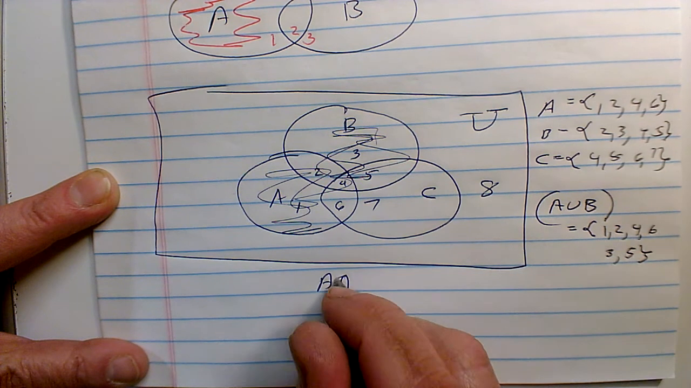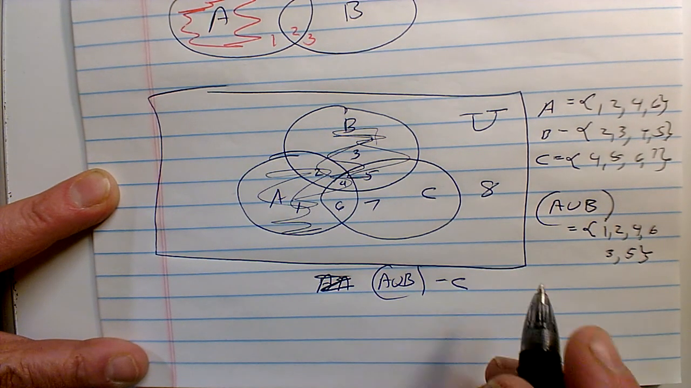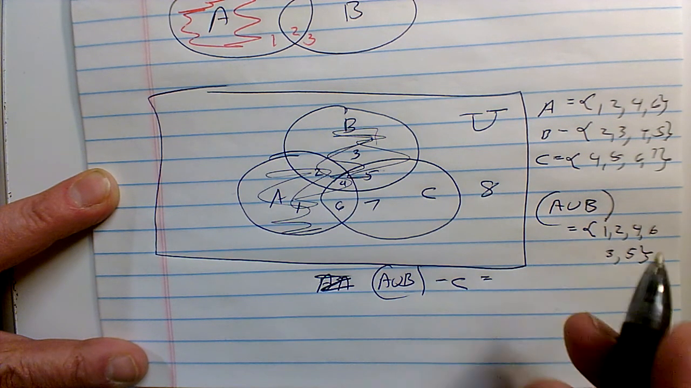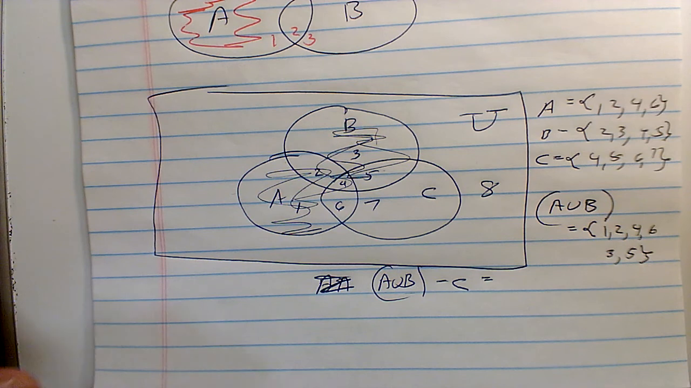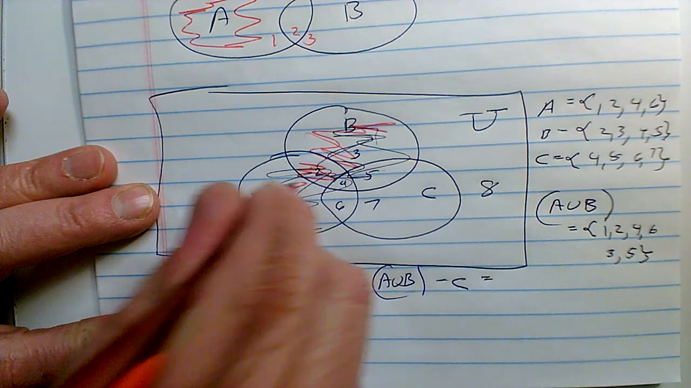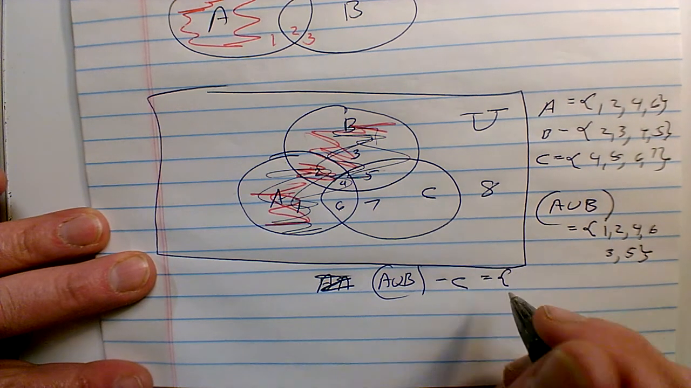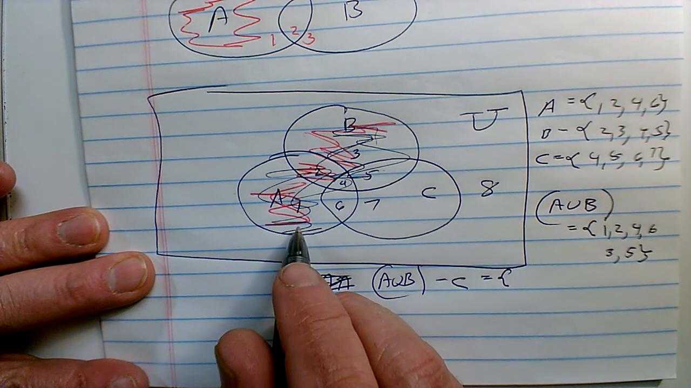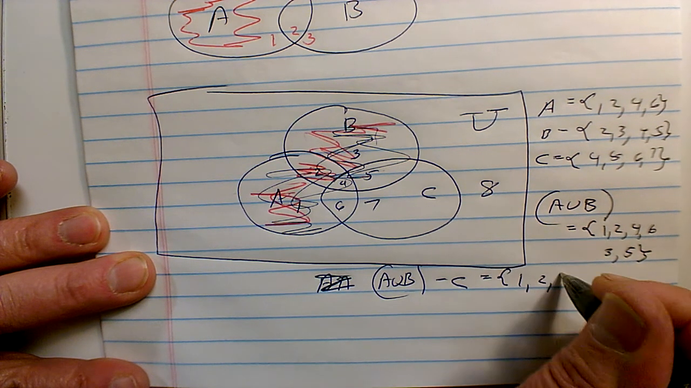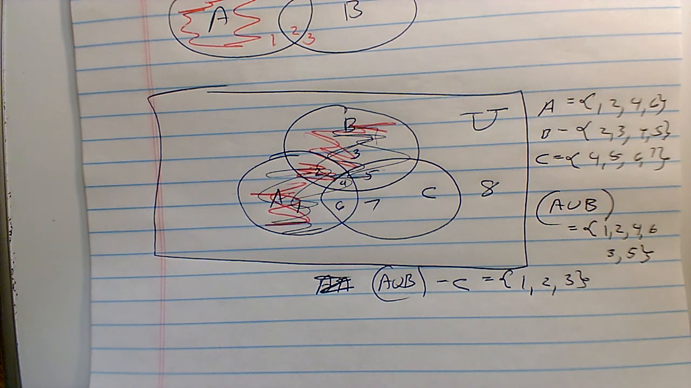If we did A union B, take away C, difference C, we'd be removing the C items from this, and if we do it graphically, we're getting this section, and this section, which would mean, with this element-wise thing, we're getting the sets 1, 2, and 3 as the set with the 1, 2, and 3 as the elements.